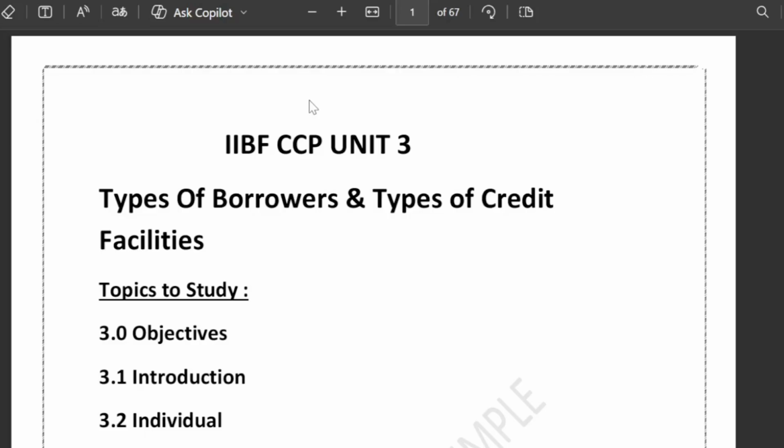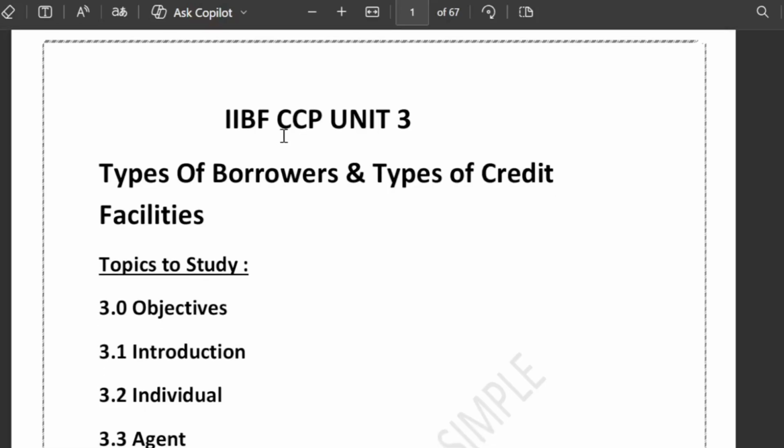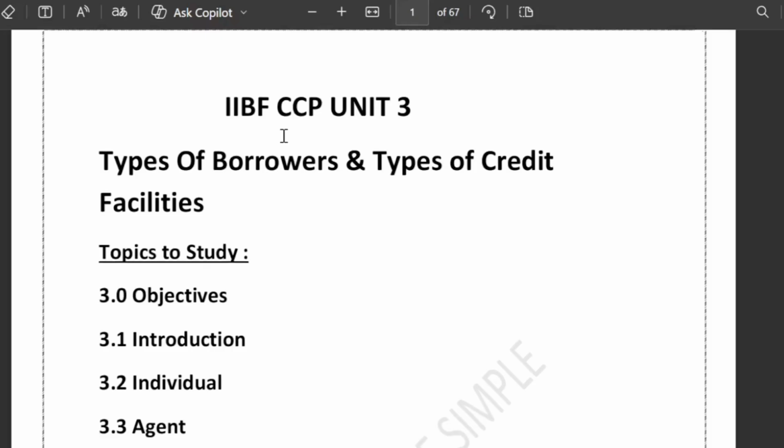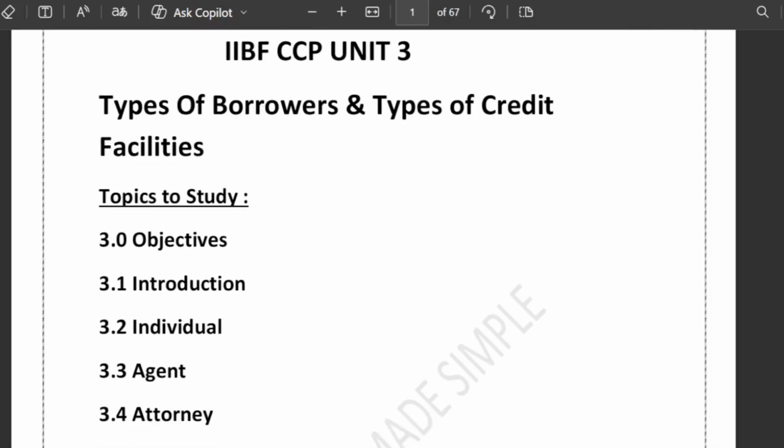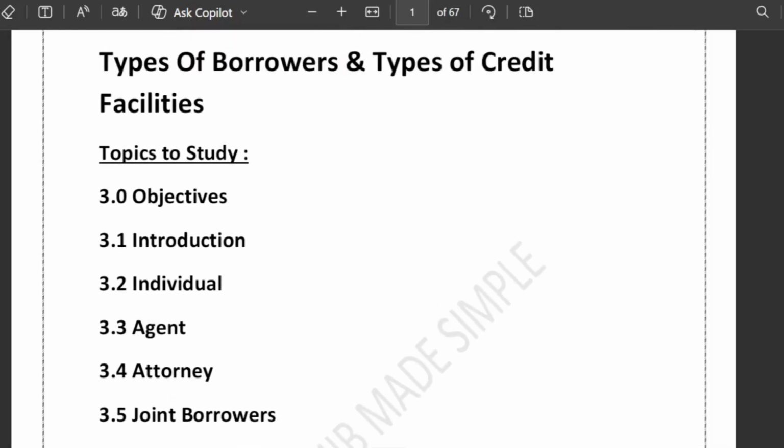Today we are going to discuss our IIBF CCP, that is Certified Credit Professional, unit number 3 theory portion, and the chapter name is Types of Borrower and Types of Credit Facility. So before delving into the chapter, let's see what are the topics which we have to study.